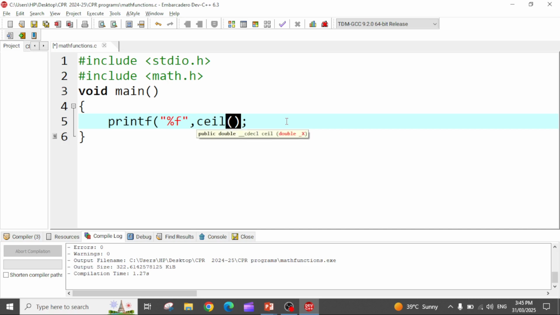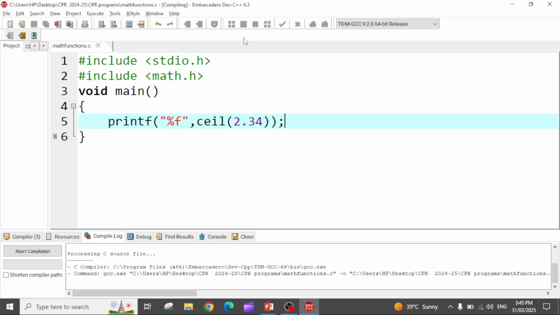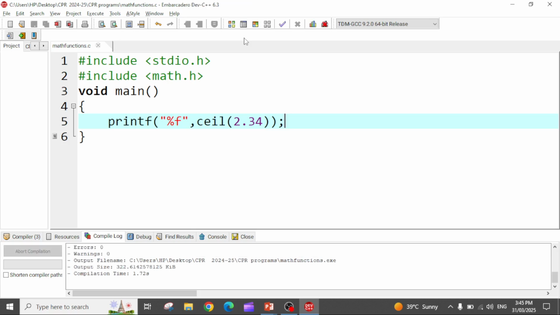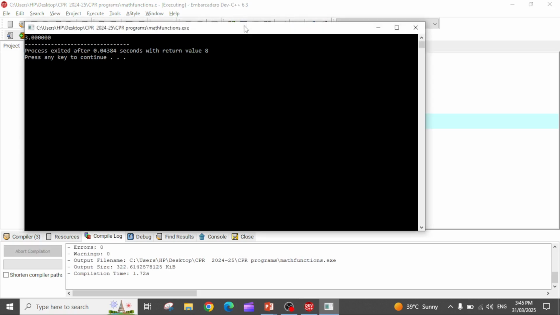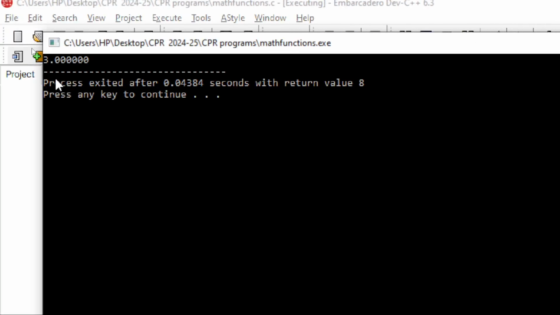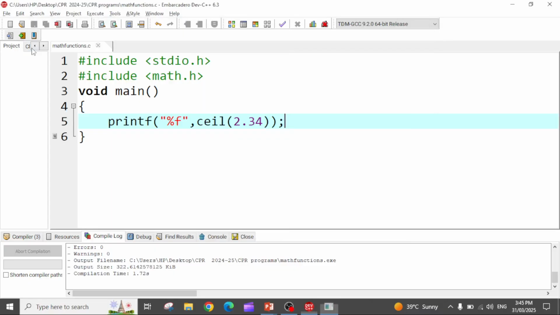Ceil is the function, and inside the bracket I have written 2.34. So I have to find the ceil value of 2.34. It will round to the next higher integer, and the immediately higher integer which is greater than 2.34 is obviously 3. So 3 is the result.